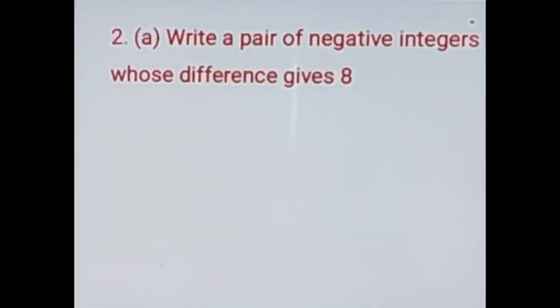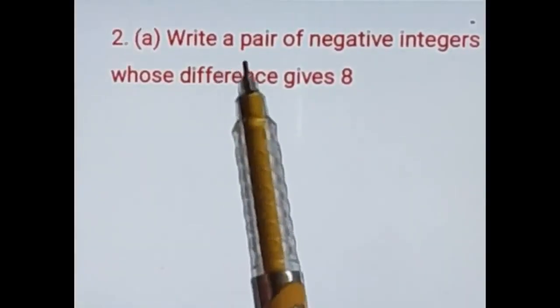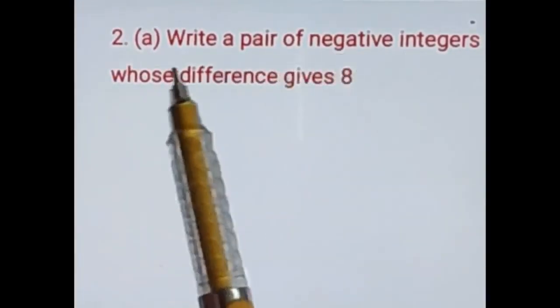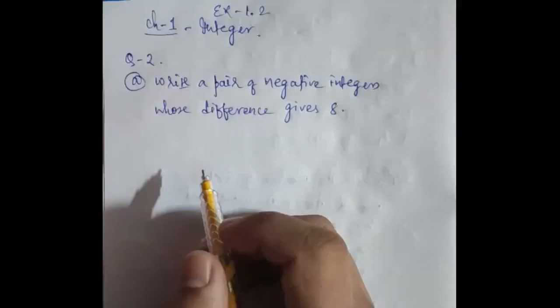So students, let's proceed to exercise 1.2. In yesterday's class we have completed number 1. We have completed all the problems. Yes, there were 3 questions. So now let us proceed to question number 2 of exercise 1.2. Question number 2 says: write a pair of negative integers whose difference gives 8.